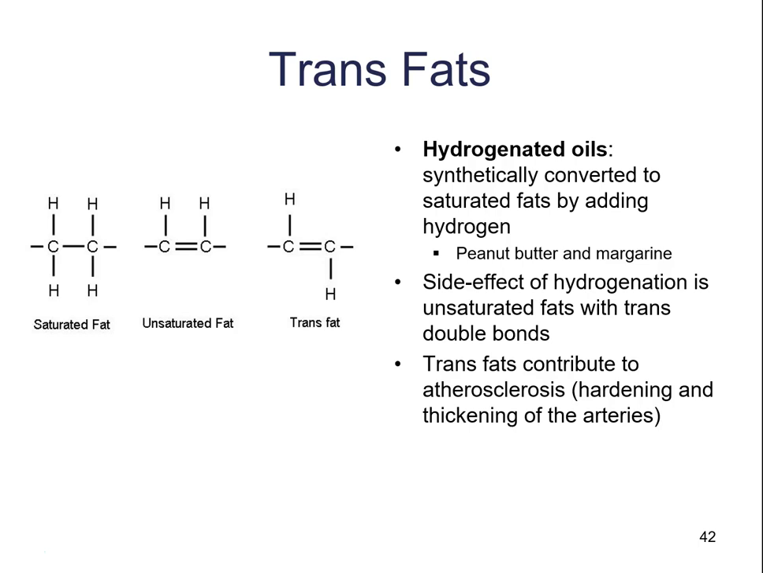by adding hydrogens. Okay, so things like peanut butter and margarine that have this really good shelf life. Margarine is vegetable oil, but you made it into this hydrogenated oil so that it increases the shelf life. Okay, so it says here the side effect of hydrogenation is that you get these unsaturated fats with these trans double bonds. And that's where the word trans fat comes from.